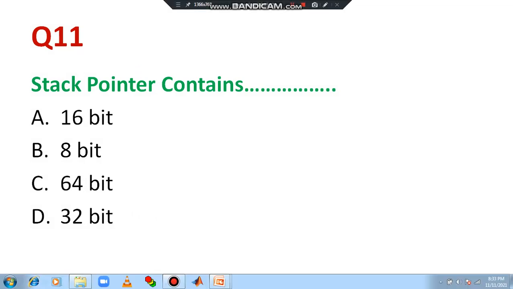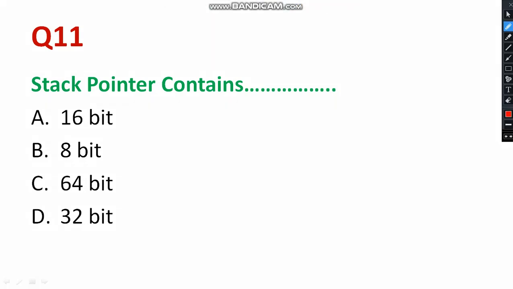So let me discuss the last question of this session. The stack pointer contains how many bits? Please identify. The stack pointer always contains 16 bit of data. So I have to select option A. Option A is the right answer.